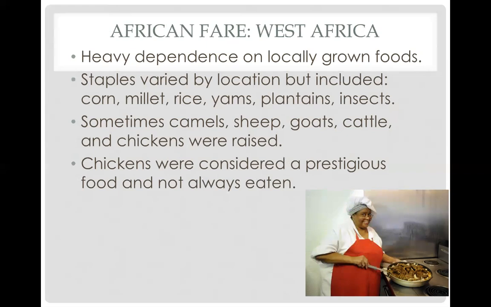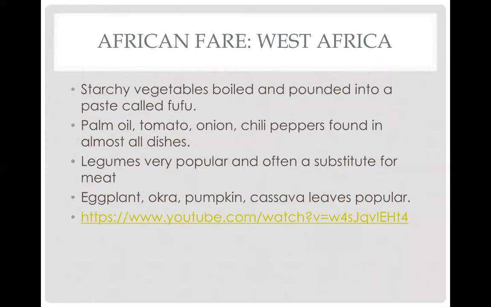So they commonly actually ate termites and locusts, and those are actually still considered a treat. Chickens are considered prestigious, and they weren't necessarily eaten. Those were considered for a special occasion, and they were often traded or saved. They would boil down starchy veggies and pound them into a paste called fufu. I have a video about fufu, which I'd like you to watch.